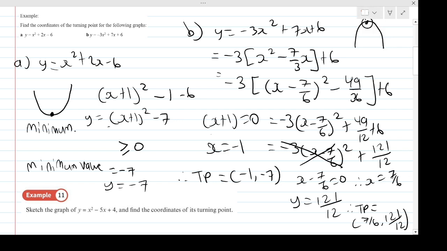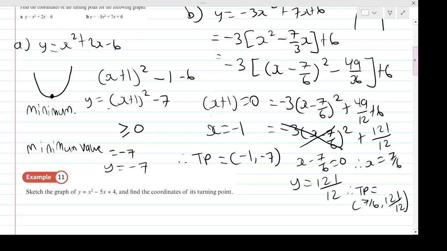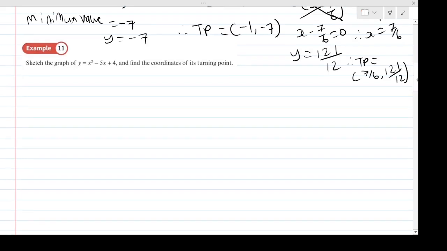Okay, so that's how we can use completing the square to find the turning point, or to find the minimum and maximum values. Now we're going to look at some examples of the whole thing. So we looked at the shape of the graph, if it's a smiley shape or a frowny shape, that's with a greater than 0 or a less than 0, if it's positive or negative. We looked at the turning point, so when it's a minimum or a maximum.